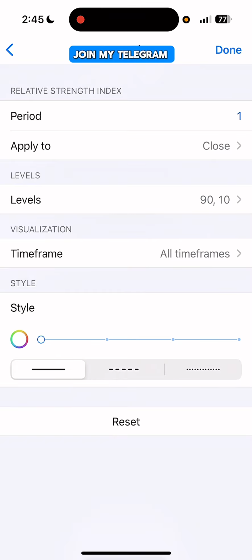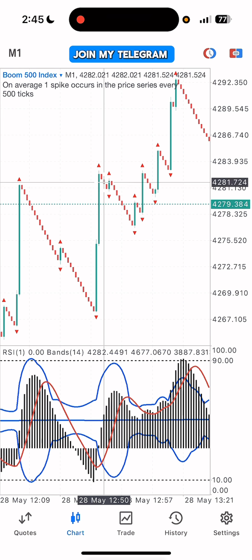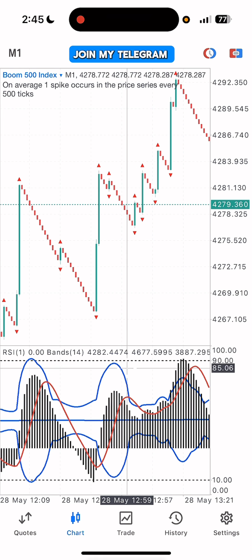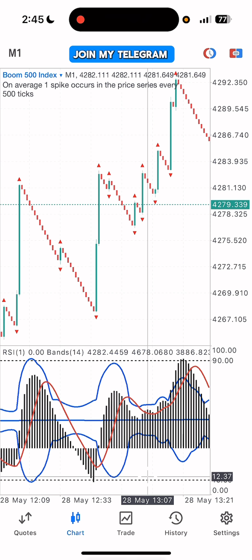Then for the style right here, you put that on 1 pixel with color white. Remember that there are 2 styles at this point: there's a style in the levels, and there's a style right here on the main page. Then you click on done. Okay, we have the relative strength index. You can see we have a level of 90 and a level of 10 at this very point.